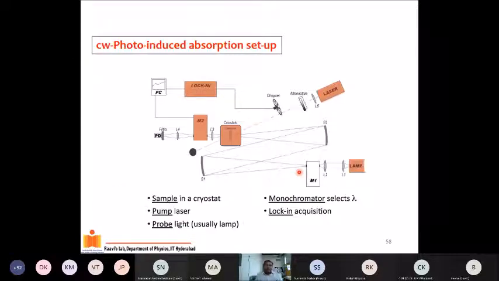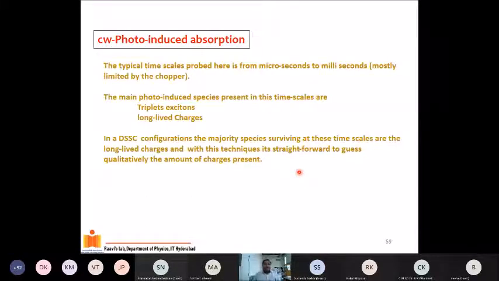Okay, a CW photo-induced experiment is simple. Here you don't have a femtosecond laser. You just start with a CW laser. All you do is chop with a chopper and measure the variation in the excited state as a function of the chopping frequency. The typical time scales probed here are microsecond to millisecond, mostly limited by the chopper.